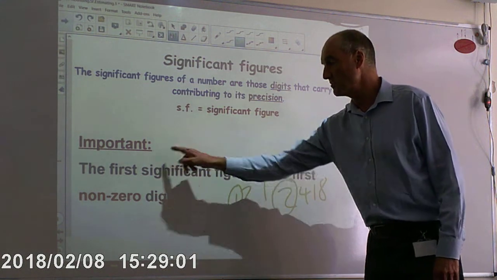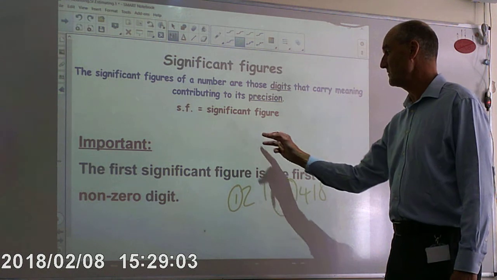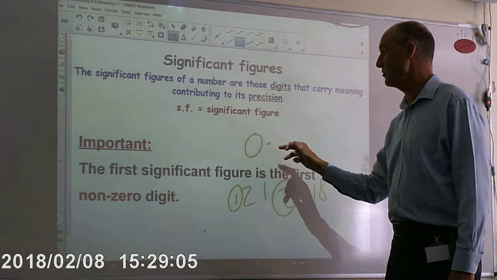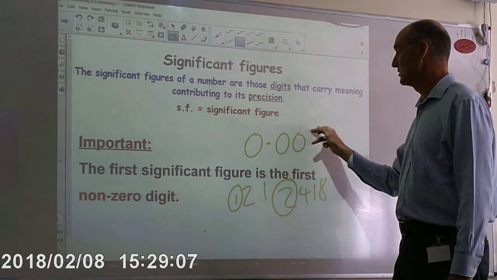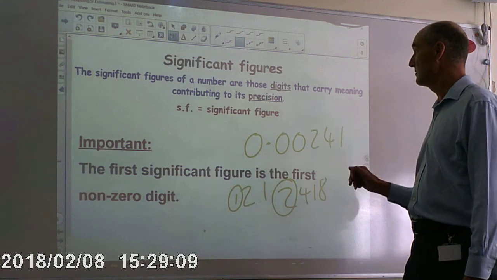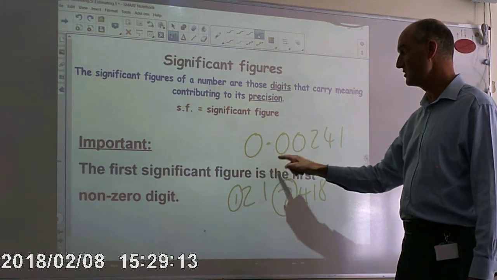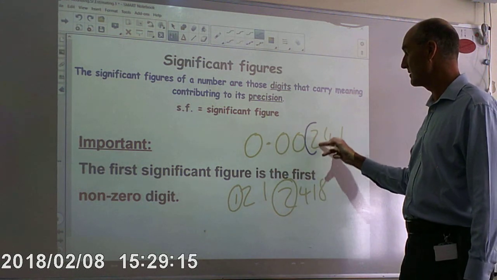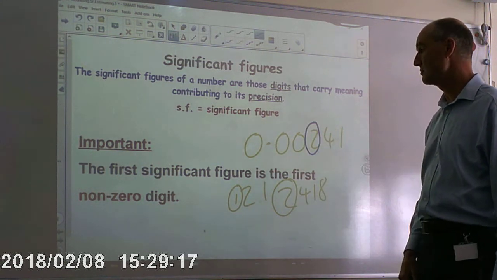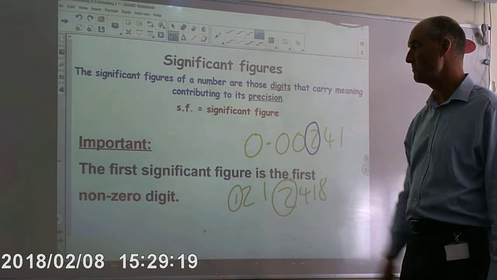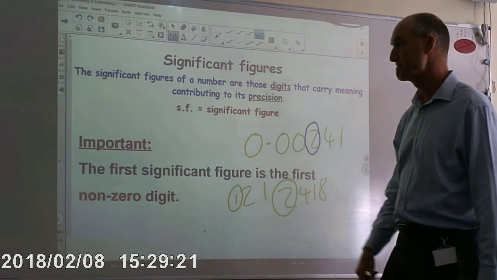But bearing this important point in mind here, if you had the number 0.00241, the first significant figure, first non-zero digit. So the first significant figure is that 2 there. That's the really important point you must bear in mind.